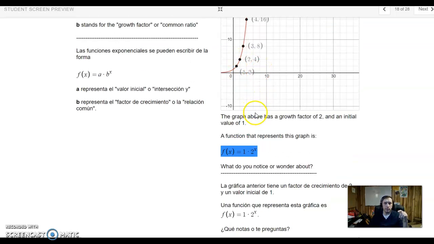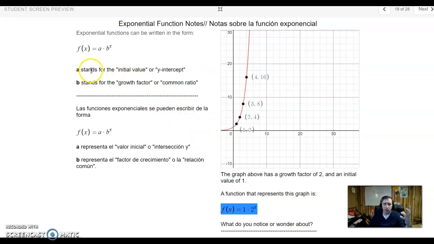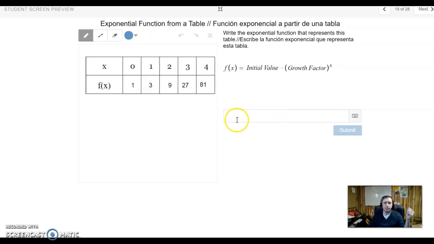All right? Soak that in, write this down, make sure you have these in your notes, and let's practice this next one together. All right, 1 minute left, so I'm going to go kind of quick. All right, what we see here is I'm doing what to go from 1 to 3, 3 to 9, and 9 to 27? I'm multiplying by 3. So my growth factor is 3. My initial value, same idea.